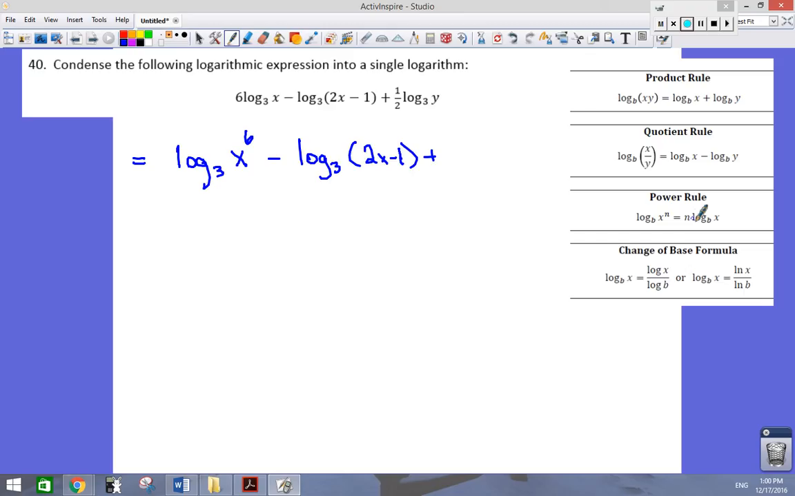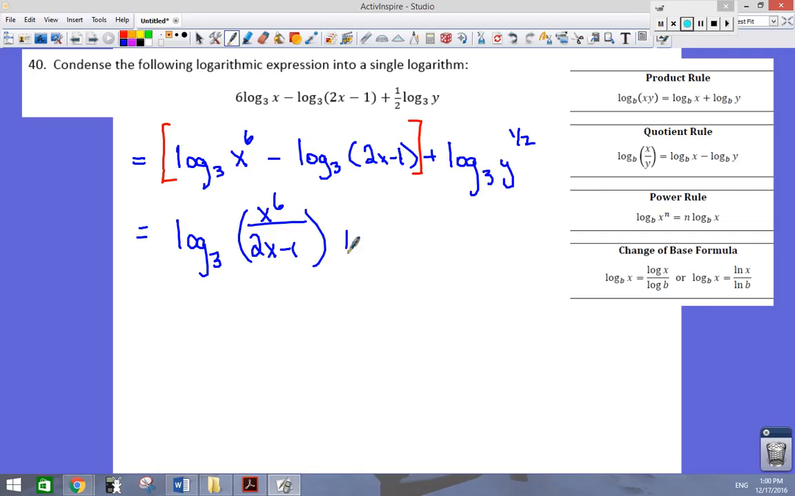And then again by the power rule, that 1/2 comes up as an exponent, and I have log base 3 of y raised to the 1/2 power. So I'm going to focus my attention moving left to right on these two terms, which is subtraction. By the quotient rule, if I'm subtracting two logs with the same base, I can write it as a single log of the numerator over denominator: log base 3 of x to the 6th over 2x minus 1.